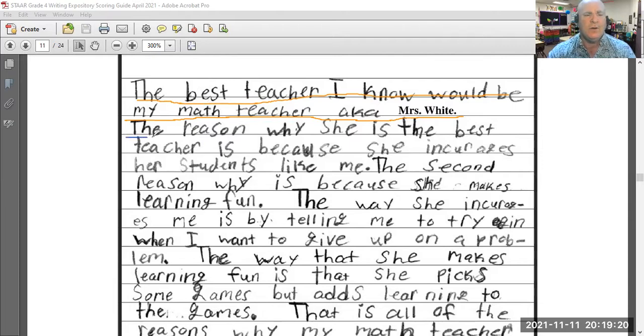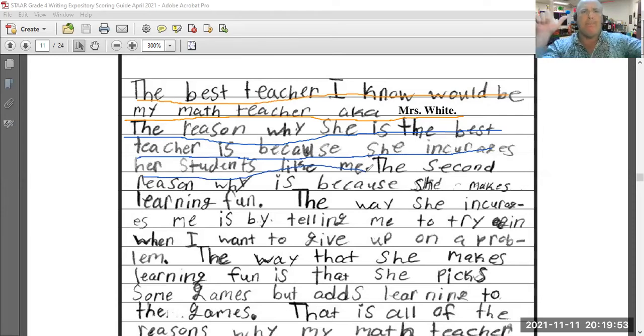The reason why she is the best teacher is, at least they didn't say the first reason, but you can see in a moment they're going to say the second reason, is that she encourages her students like me. So that's the reason. So what they were supposed to do is say, okay, if that's your reason, give me an example of a way that she encourages you.